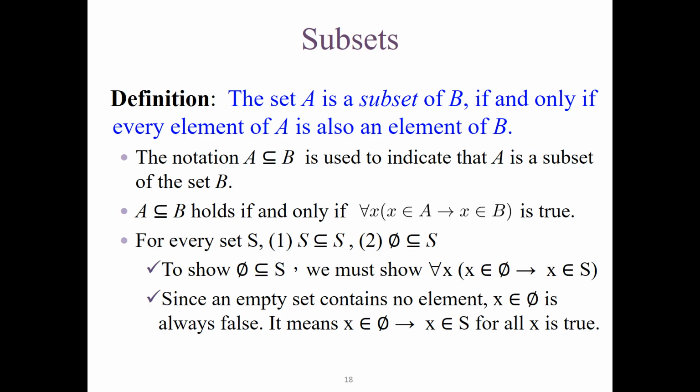Next, based on the definition, if A is a subset of B, we have a very strong condition: for all x, if x is in A then x is in B. Then we can say A is a subset of B. Then we can see two different cases. For every set S, S is a subset of itself. We can verify why: based on the definition, for all elements in S, each is also an element in S, so we can say S is a subset of S.